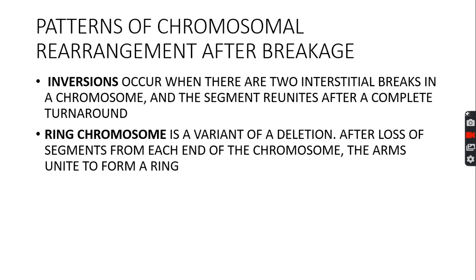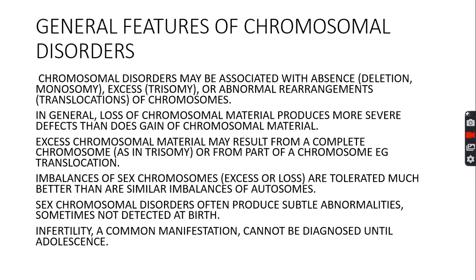We also have inversions. This occurs when there are two interstitial breaks in a chromosome and the segment reunites after a complete turnaround. Then finally, we also have what are known as ring chromosomes. These are a variant of the deletion type of chromosome abnormality. After loss of segments from each end of the chromosome, the arms unite to form a ring. So basically, from the two ends, you form a ring, more or less forming a bridge between the two ends.